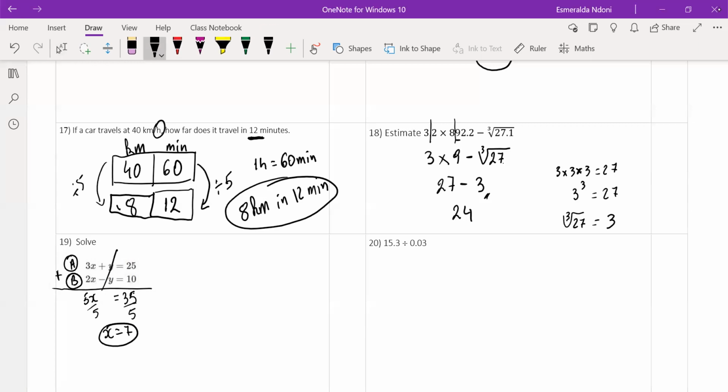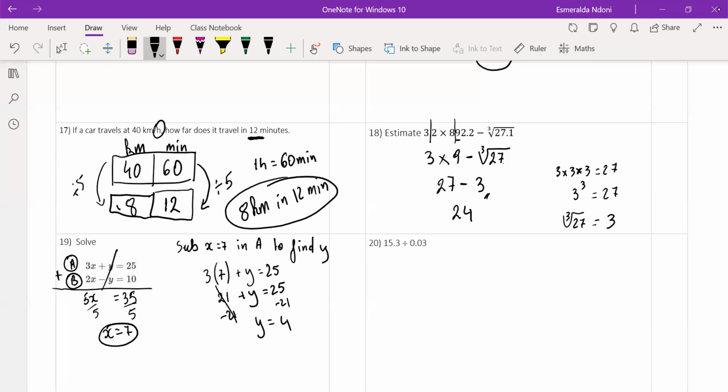And to do that, we substitute x into A. So we sub x, in our case 7, into A to find y. This is why we do it. So let's do just that. 3 lots of 7s, because we have the value for x now, plus y is 25. Now we just solve, taking away on both sides. Now y is 4. I have found both x and y.